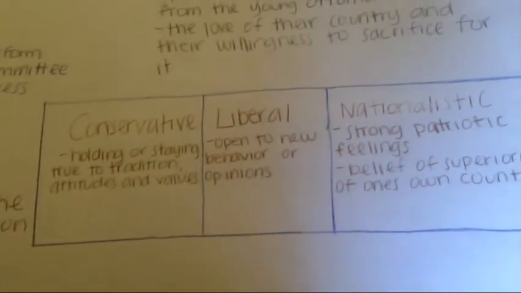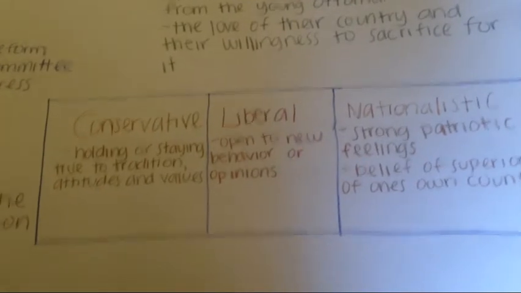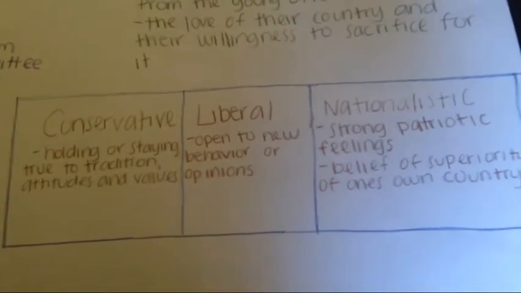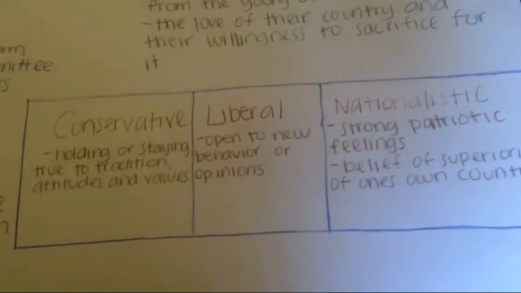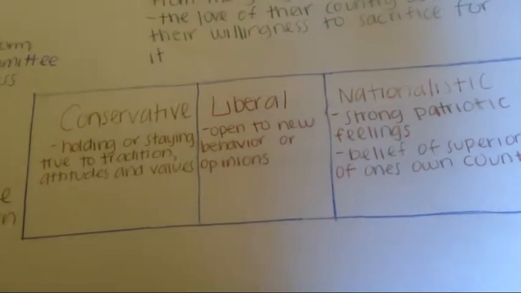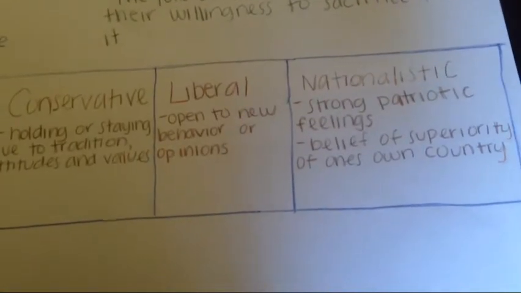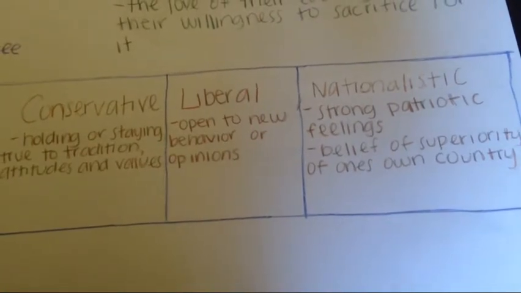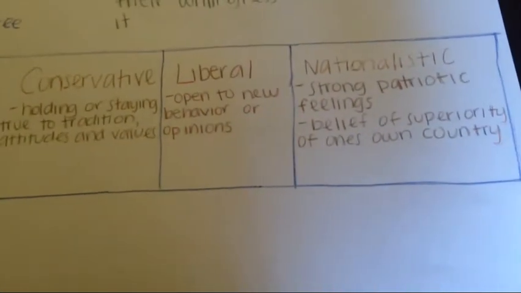So the three parties were the conservative, who didn't want to change their traditions, attitudes, or values. The liberal were more open to new behaviors, and were willing to go away from traditions. The nationalistic had a strong patriotic feeling, and a belief in the superiority of one's own country.